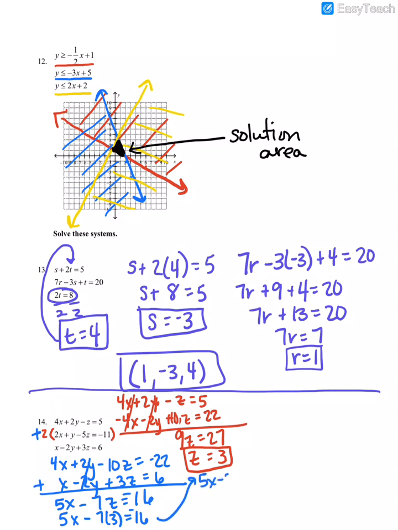So 5x minus 21 is equal to negative 16. So 5x is equal to negative 16 plus 21, that would be 5. So x is equal to 1.